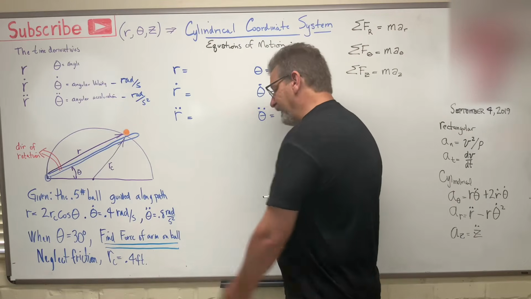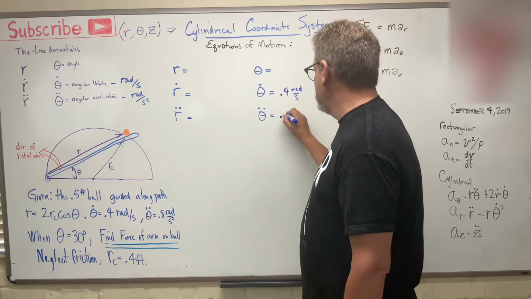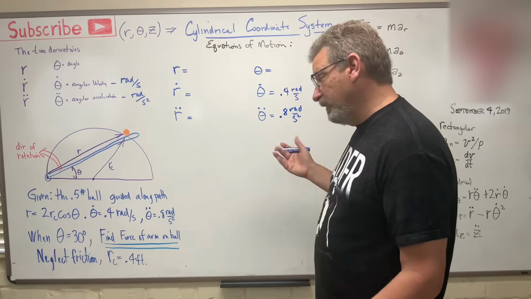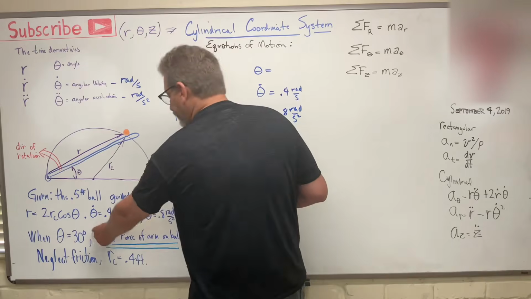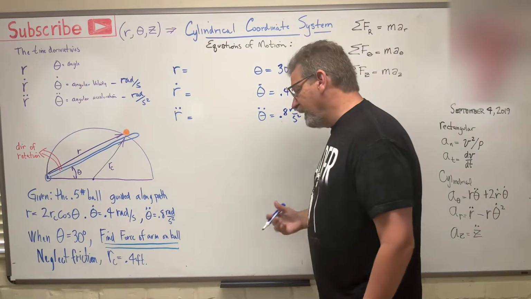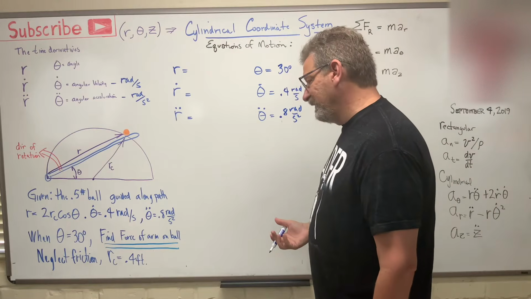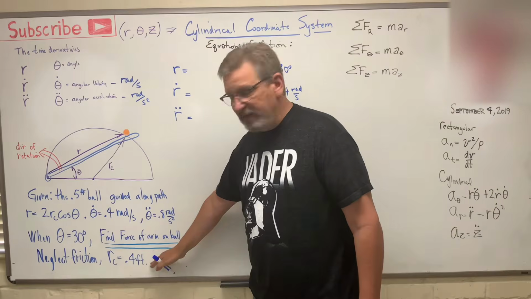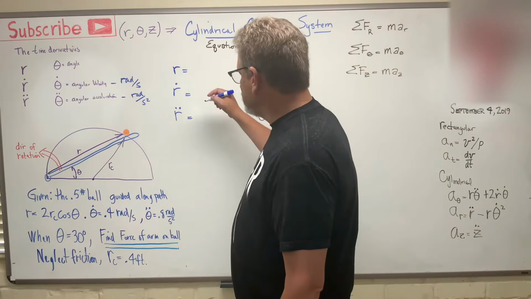Theta double dot is 0.8 radians per second squared. It's given to us. We don't have to do any math here. This is when theta equals 30 degrees. We're given that as well. Find the force of the arm on the ball, neglect friction. And then they gave us r_C is 0.4 feet. So let's put that in here.